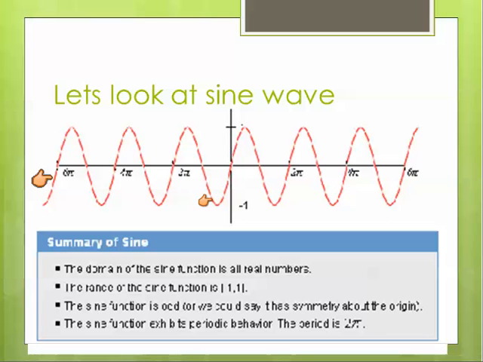Okay, so what else do we notice about this sine function? It's periodic. That means it repeats. From here to here, that's one period. That's a part of the sine wave that you'll need to understand. So it's actually got a 2 pi periodic behavior. So let's look at the cosine.